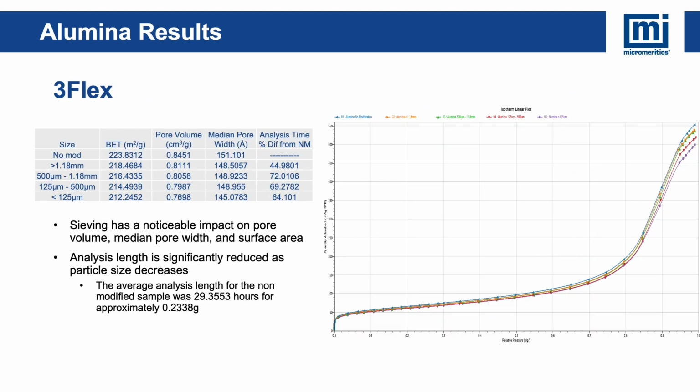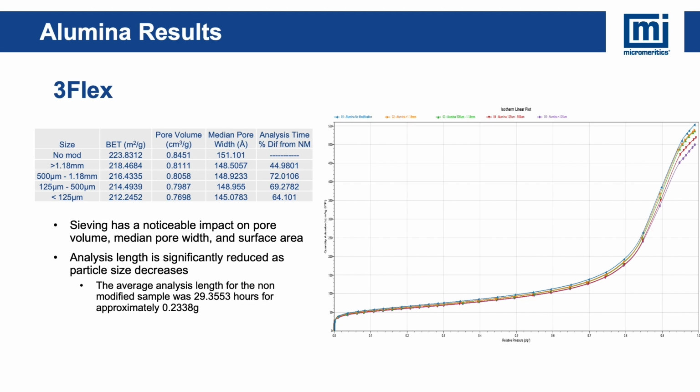Surface area is roughly 5% lower between unmodified sample and the lowest particle size range. Median pore diameter slightly decreases as the particle size range decreases. The biggest impact grinding has is on the total pore volume, with almost a 9% decrease in volume. Analysis length decreases as the particle size ranges become smaller.